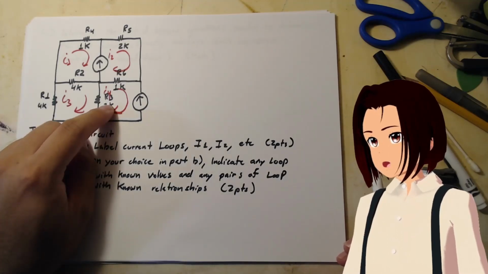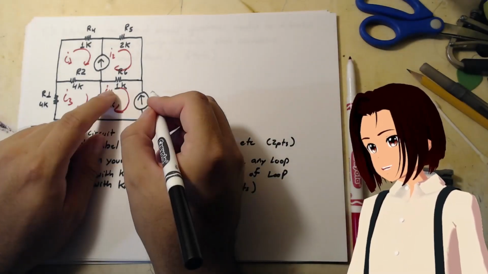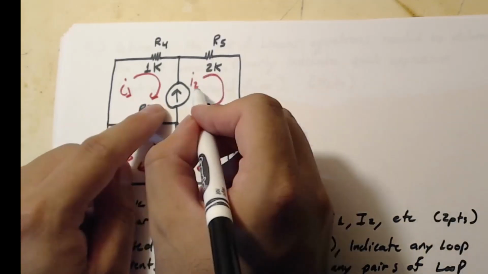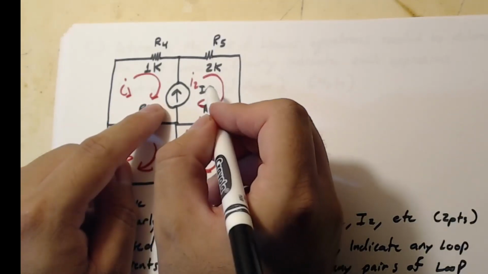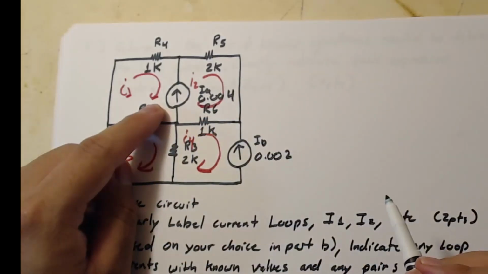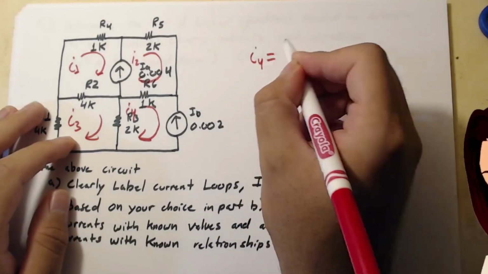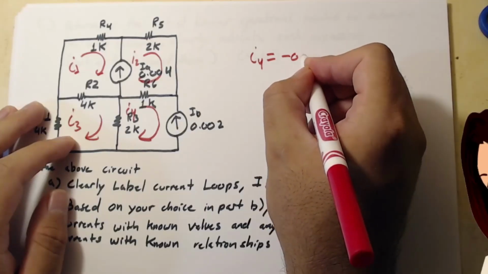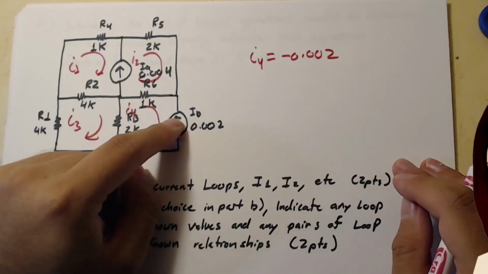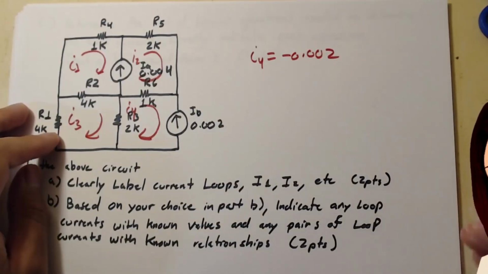So if we look at I4, we see it's going the opposite direction of this guy. And this guy is supposed to be IB that much. And this guy right here is supposed to be IA. And that's supposed to be 0.0004. So, 4 milliamps. I4 is equal to minus 0.002. This is basically you're telling the grader that, yeah, I understand how this interacts with this guy. That's cool. And now we got to say this.